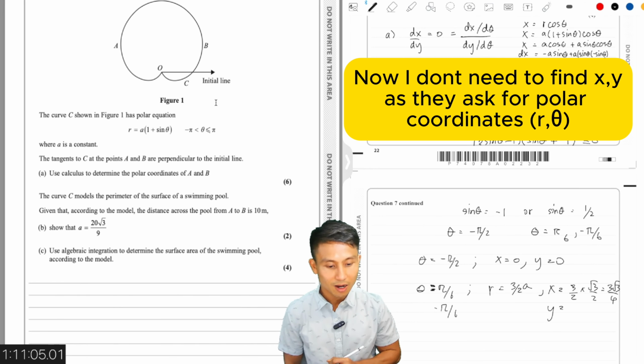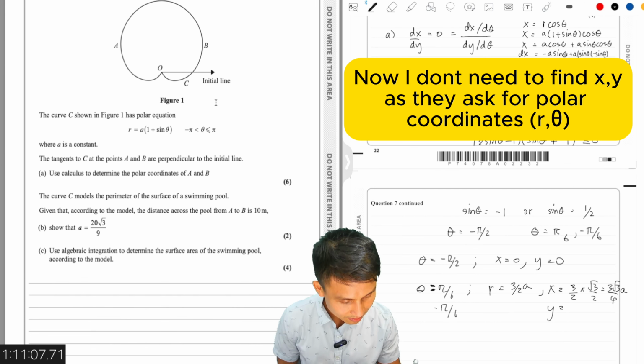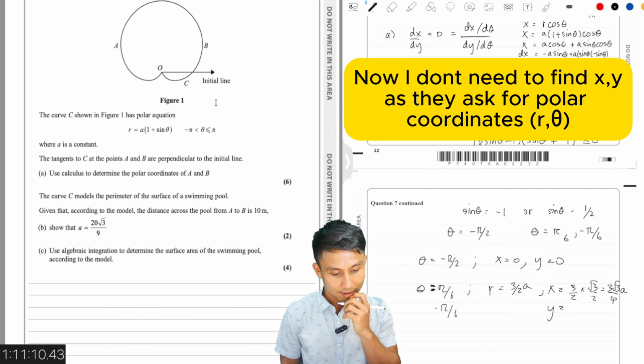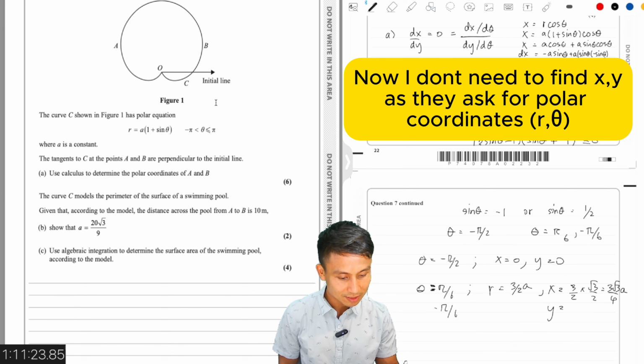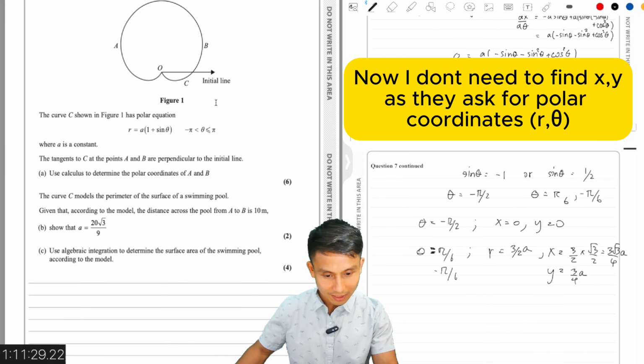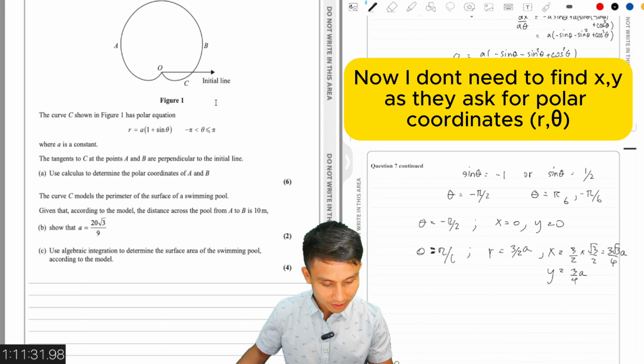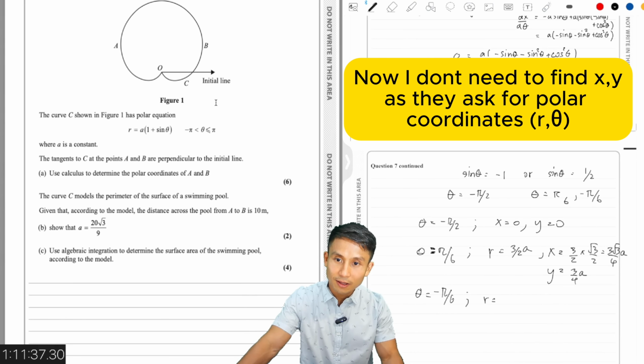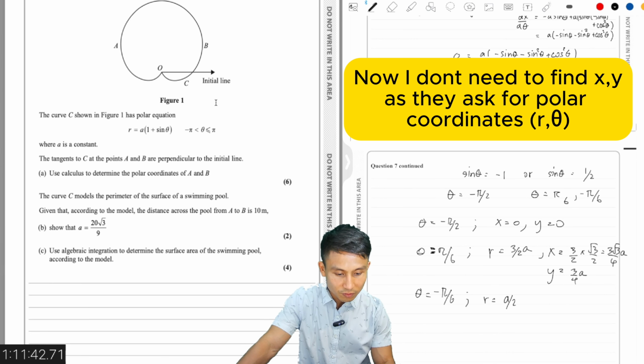And y will be r. Wait, I forgot an a here. There should be an a there. And y is r sine theta, so it's just multiplying sine pi over 6, so just 1 over 2. So basically just 3 over 4a instead. And then the other one should be the opposite, right? If theta is minus pi over 6, r will be, is it the same? That will be minus 1 over 2. Is 1 over 2a instead, so a is 1 over 2.